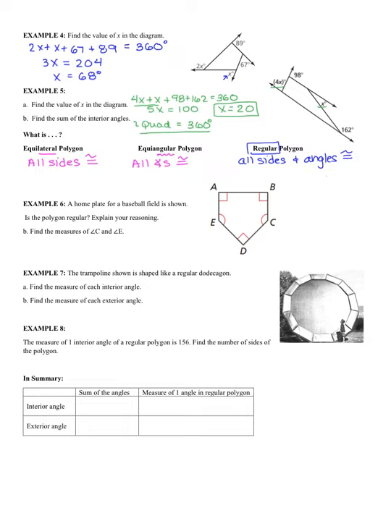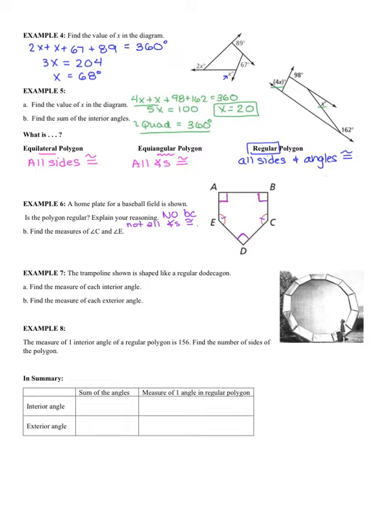All right, here we have a home plate for a baseball field. Is the polygon regular? When you look at this, we see three 90-degree angles, but at vertex E and C, these are not 90 degrees. So this would be no, because not all angles are congruent.